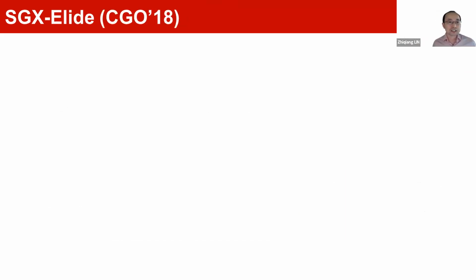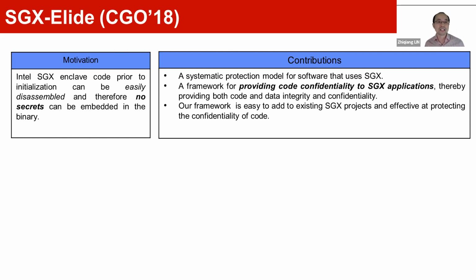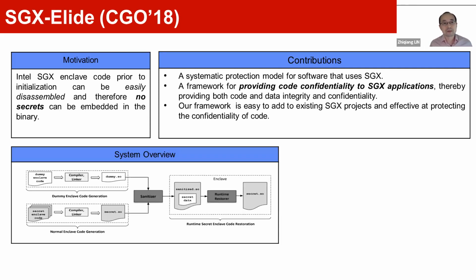The next project is SGX Elide. The observation there is that after programmers develop their code and release their enclave code, this code is actually not encrypted, and you can still disassemble it and look at the secrets inside your code. So, can we build a framework to support code confidentiality? That is what the SGX Elide project is about. We built our framework into the toolchain, and once developers release the code, we can help them sanitize the code, make sure there is no secret, and meanwhile encrypt the code.